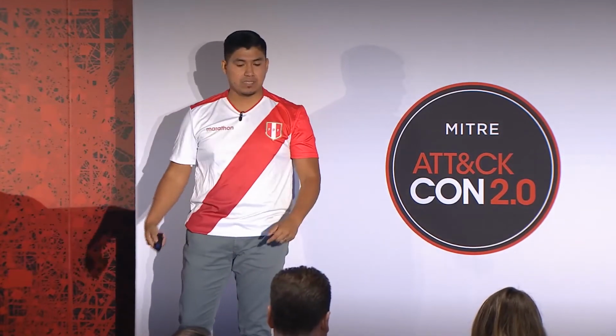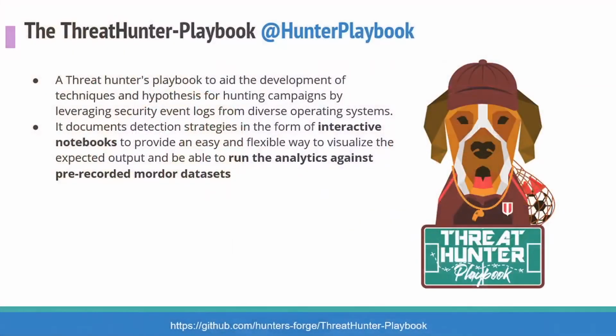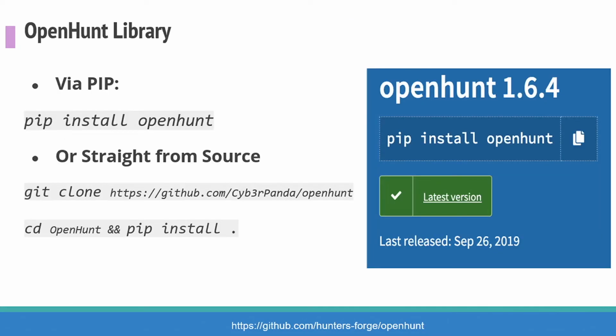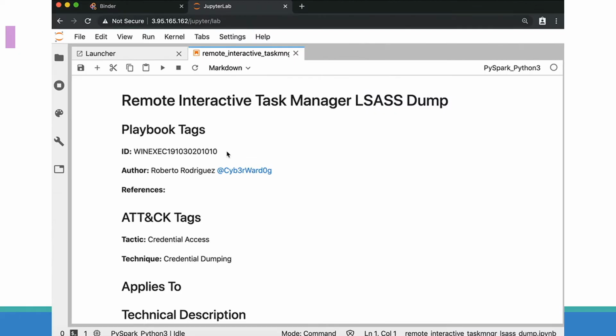So why don't we take this and put it into a Jupyter Notebook, which is going to be posted on the Hunter Playbook because we use Jupyter Notebooks for all our analytics. And that's my dog, by the way, as well. I love my dogs on my stickers. We're going to use a library created by Jose as well, which allows me to do some statistical analysis. We're not going to use some of that, but just to let you know why we're using that in there.